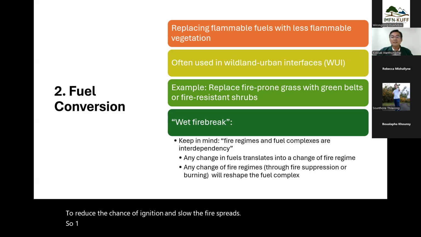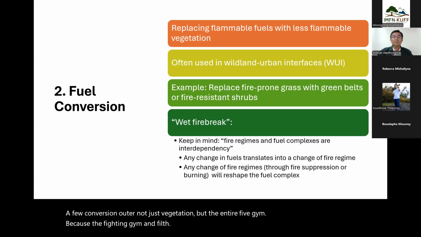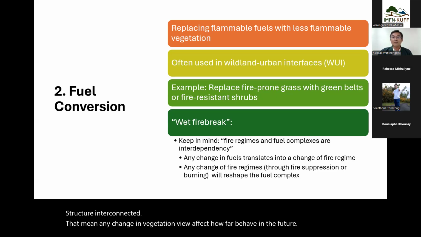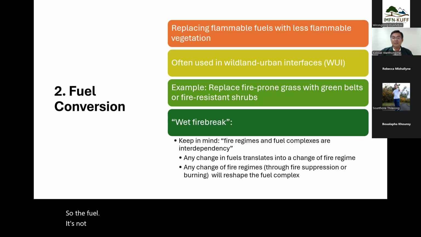One common practice is establishing a wet fire break. It's a zone planted with moisture-loving or irrigated vegetation that can interrupt the fire movement. Importantly, fuel conversion alters not just vegetation but the entire fire regime, because the fire regime and fuel structure are interconnected. That means any change in vegetation will affect how fire behaves in the future, both in frequency and intensity. So be careful on that. Fuel conversion is not only a preventive tool, but also a way to reshape a fire-prone ecosystem toward greater resilience. So this is the second thing.